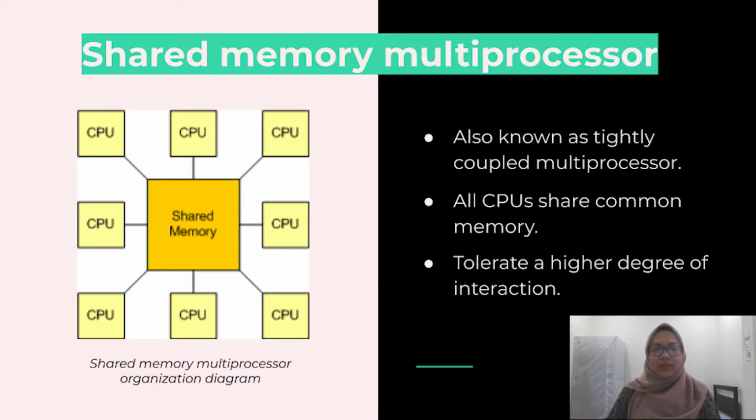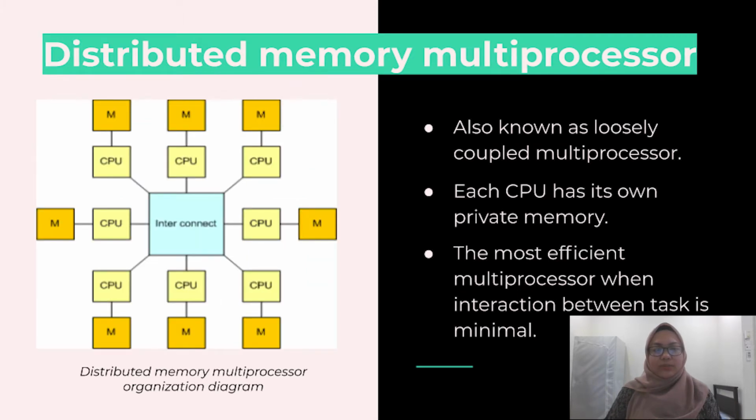A shared memory multiprocessor, also called a tightly coupled multiprocessor, has access to all the main memories in the system and can access any data from any processor in the system too. All CPUs in the system share the common memory. This type of multiprocessor can help improve performance at a high degree of interaction between the tasks.